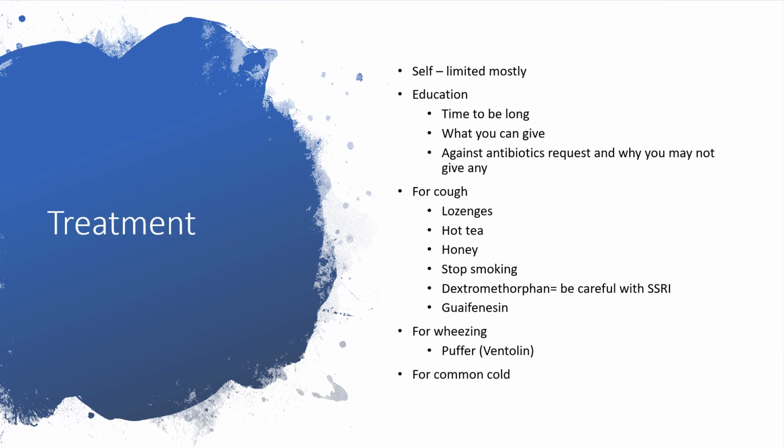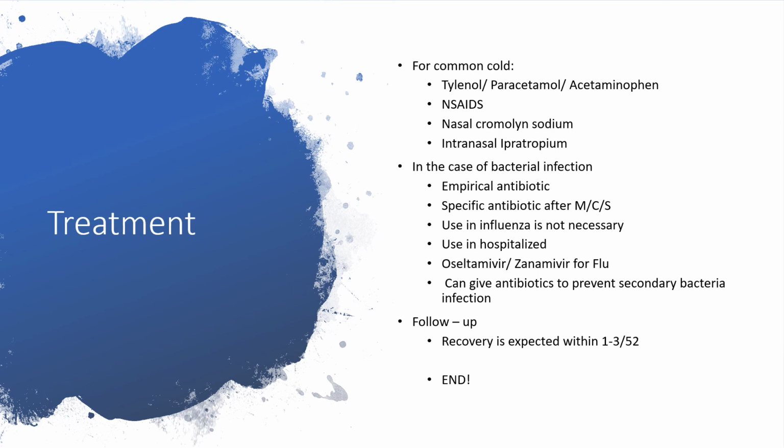For wheezing, we can give you Ventolin. And for common cold, you just have to give Tylenol, and Tylenol in some parts of North America, Canada specifically. I don't know whether some parts are also taking paracetamol. In America, acetaminophen is the generic name. You can give non-steroidal anti-inflammatory drugs, ibuprofen and the rest. Nasal cromolyn sodium, intranasal ipratropium could be used to handle the common cold. That is, you are treating symptomatically since you have not diagnosed bacterial infection.